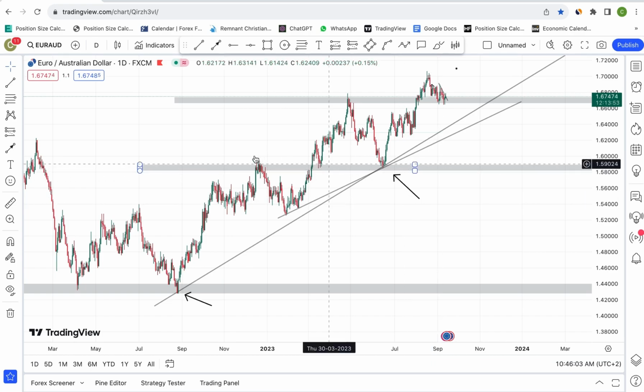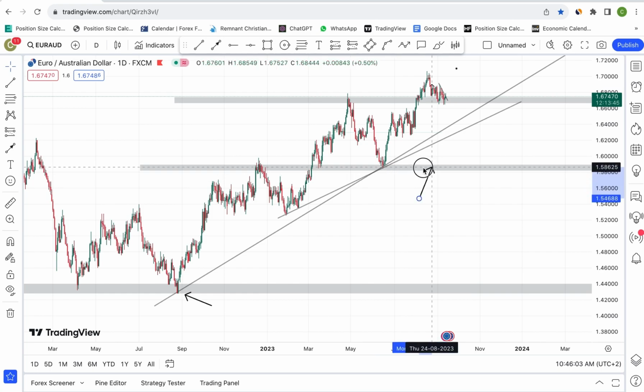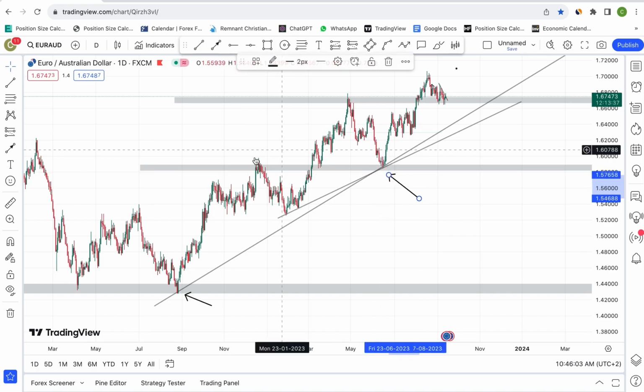So you can see that we are on a flip zone. This resistance right here that I drew, where this arrow is pointing, is on a flip zone. That's why I drew it right here. You can see it's on a flip zone.